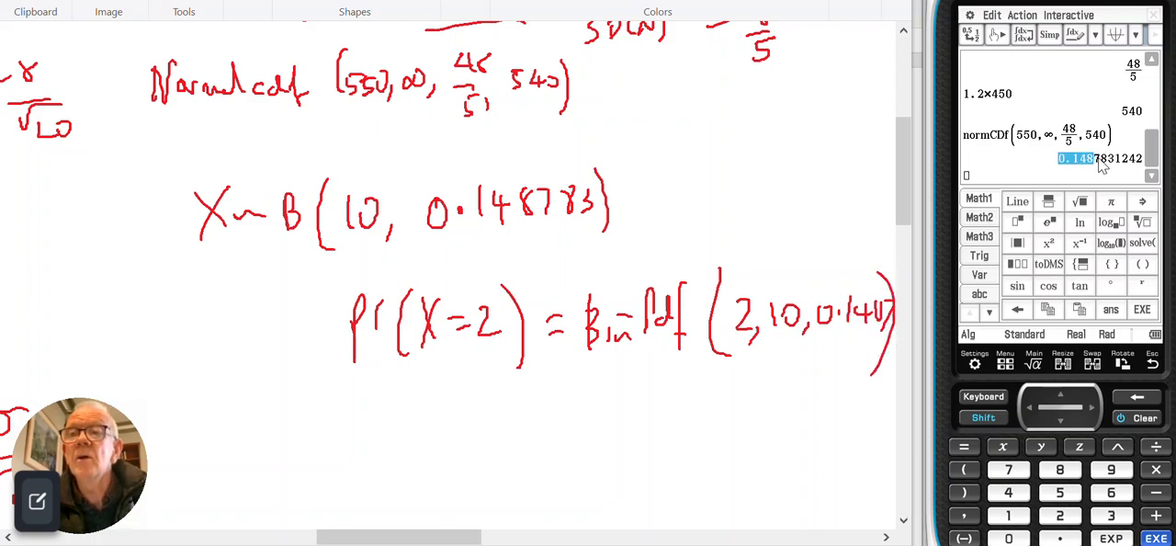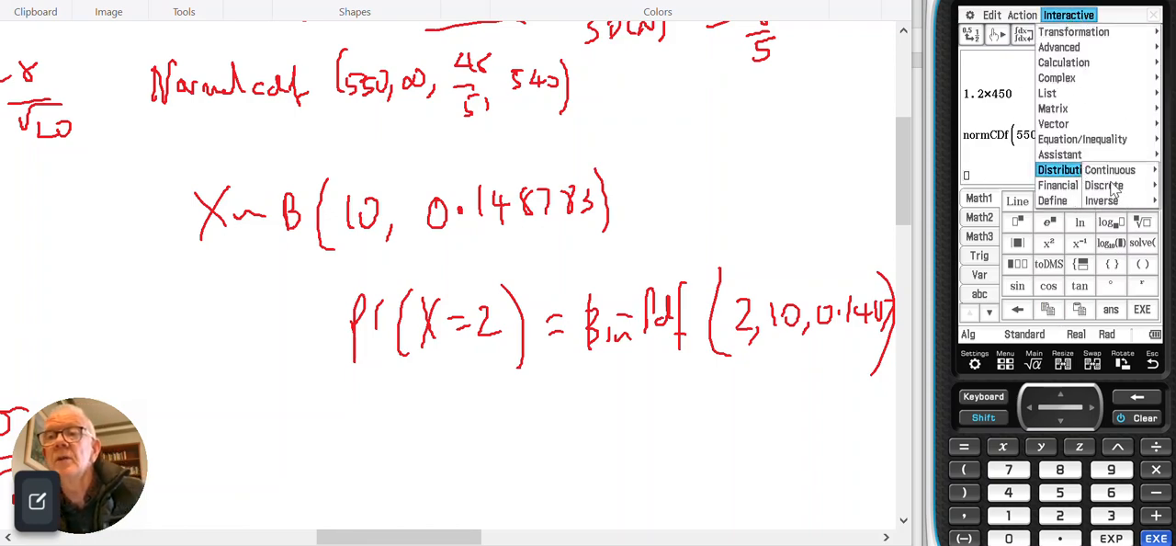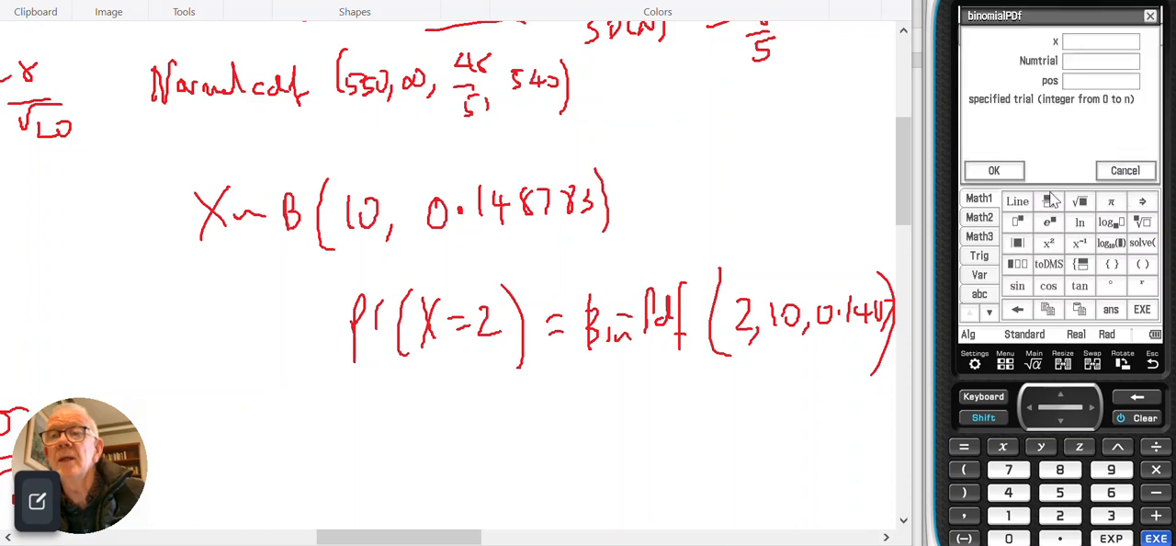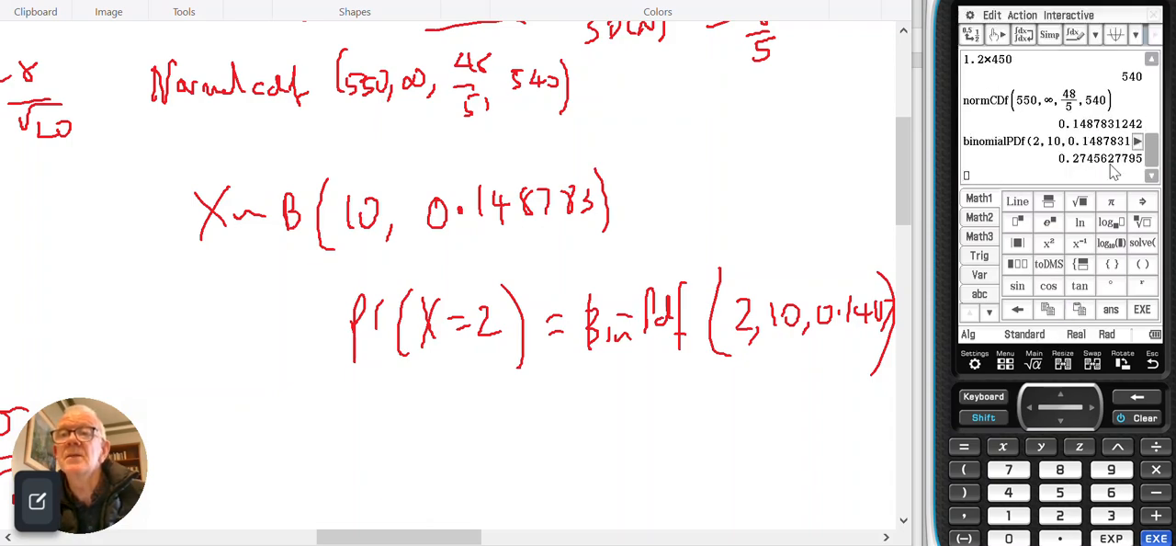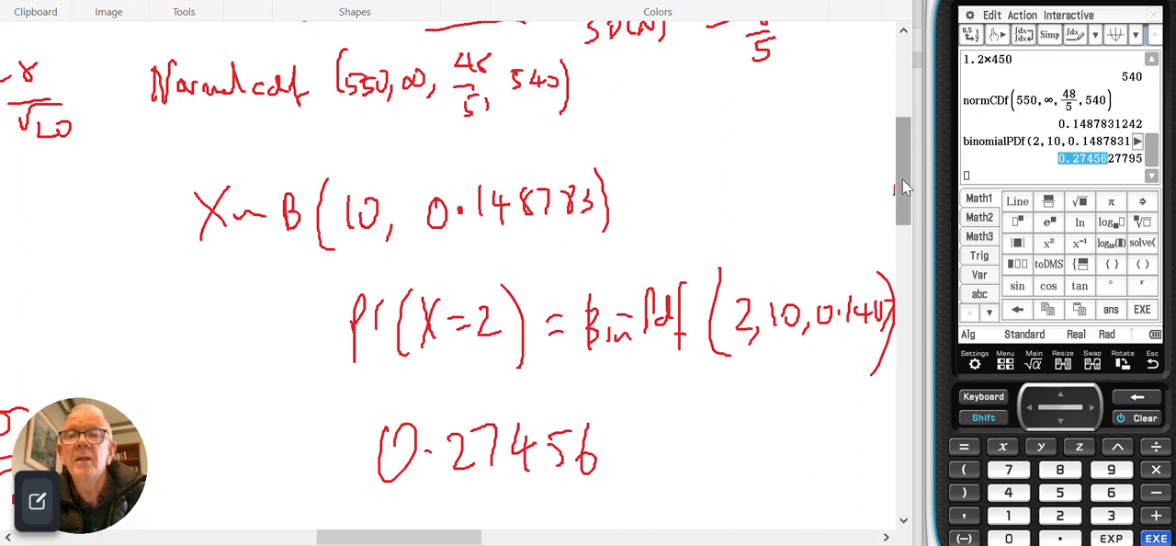So I might copy that before I jump in. Copy, interactive, distribution, discrete, binomial PDF. I want 2 of them. I had 10, and the probability of success is paste, gives me that answer, which is 0.27456.